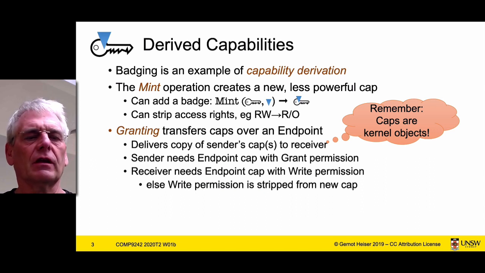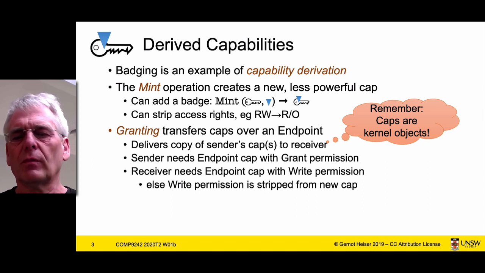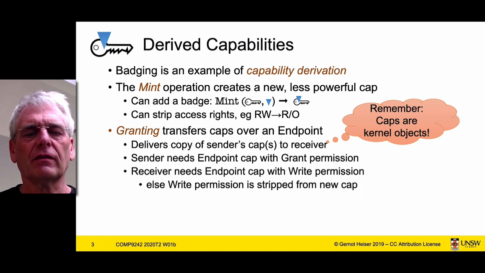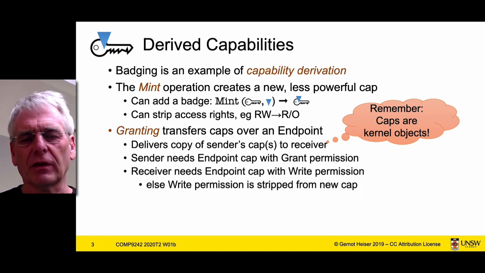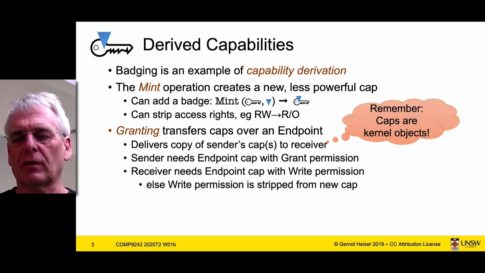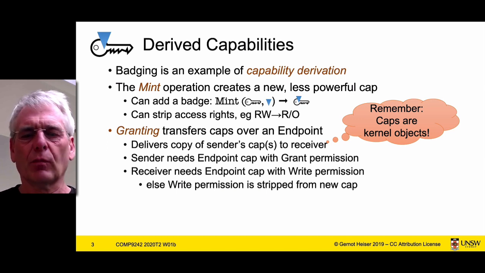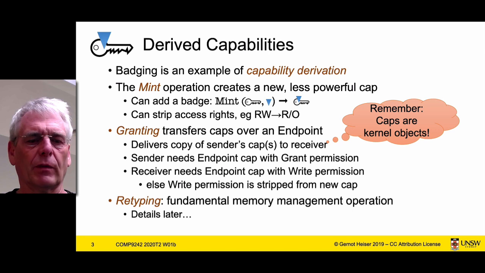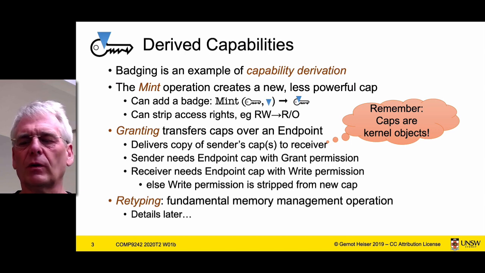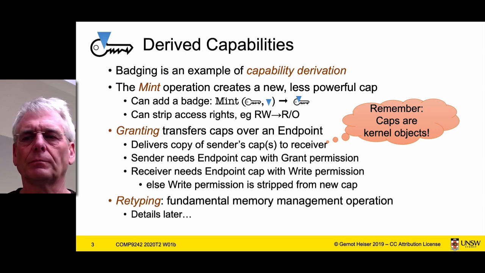this to work, the sender needs grant permission on the endpoint, and the receiver, if it wants to receive a writable capability that gives write permission, needs to have the write permission on the endpoint. Otherwise, the write permission will be stripped from the transferred capability. And then there is retyping, which is the basis of all memory management in seL4, which we'll look at later.